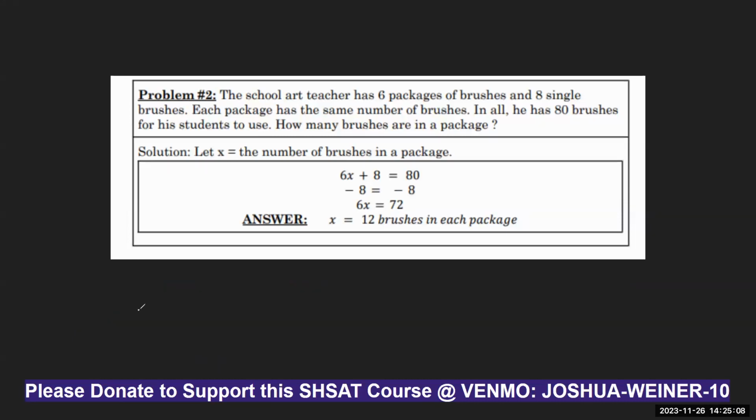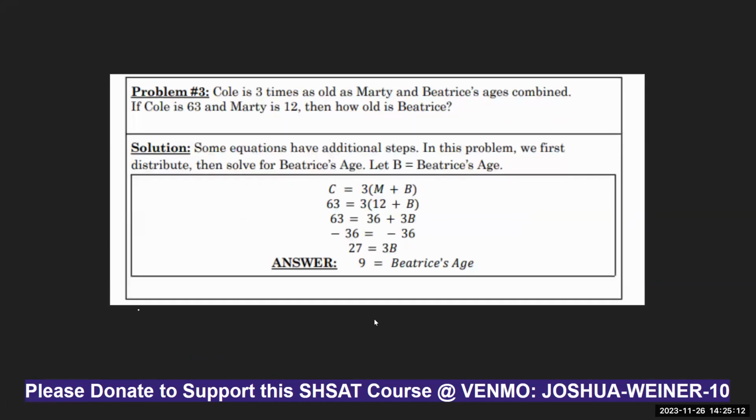All right, I think drawing it made it super easy for the 6th and 7th graders. Number 3, Cole is 3 times as old as Marty and Beatrice's ages combined. If Cole is 63 and Marty is 12, how old is Beatrice? Well, just stay organized because there's 3 people here that we're concerned about. And I'll highlight it here as we follow along what's being spoken. Okay. How old is Beatrice?